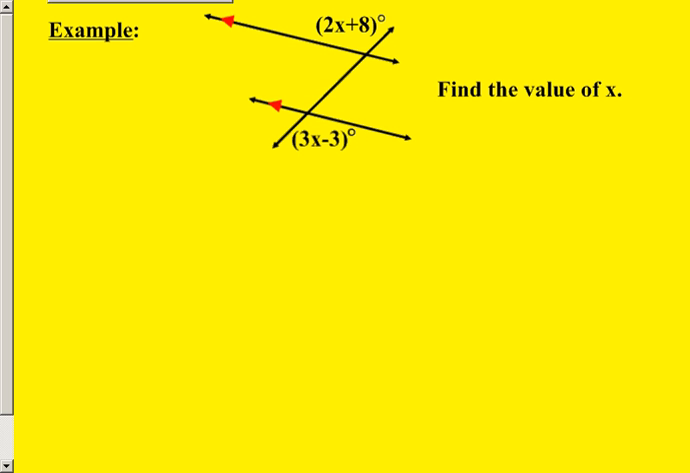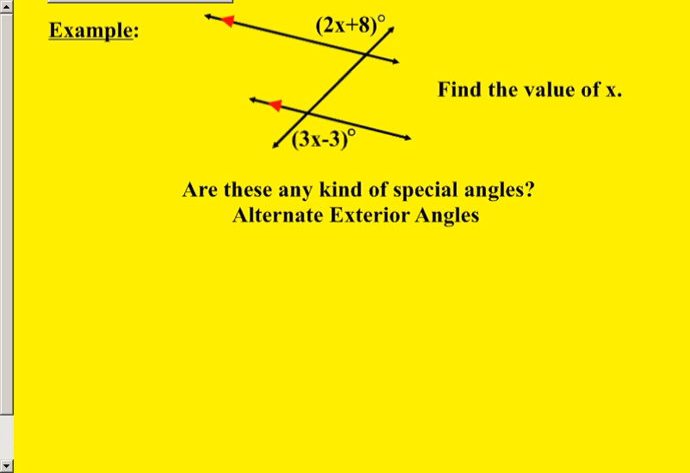And the second thing is, are these any particular type of angles that we know about, or are we going to have to do some fancy moving some stuff around like we did on the previous screen? Well, these particular types of angles that we are looking at here are alternate exterior angles, pardon me.